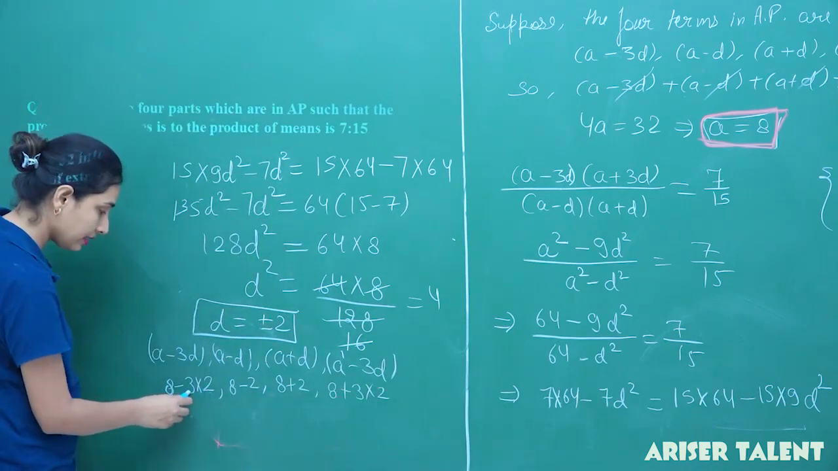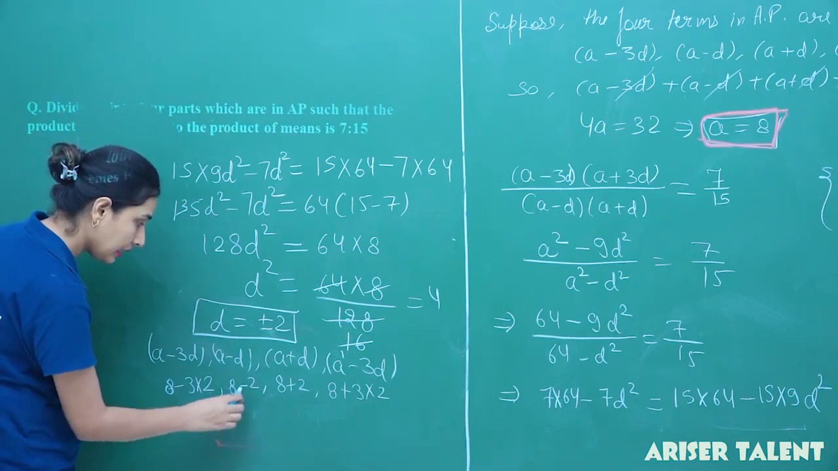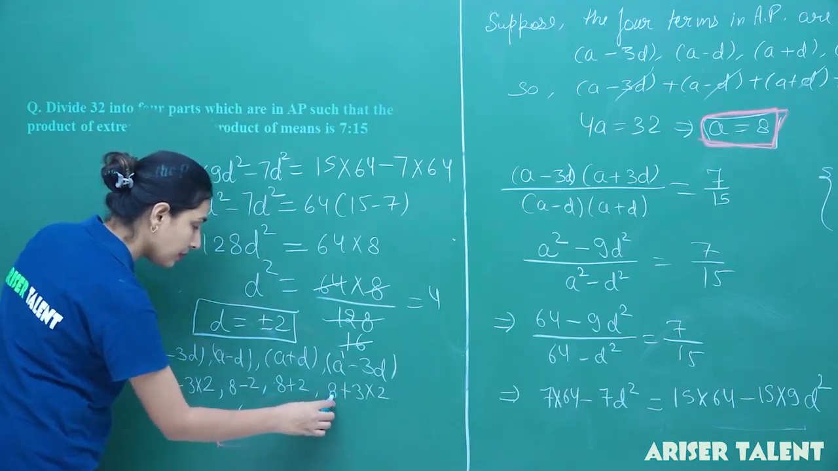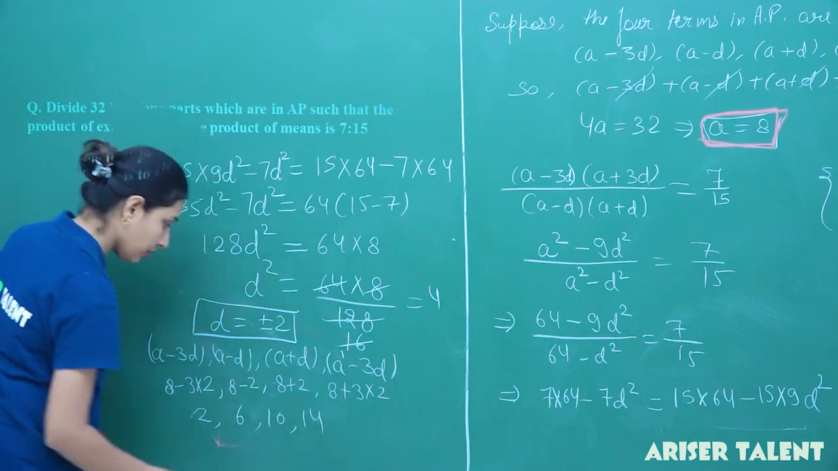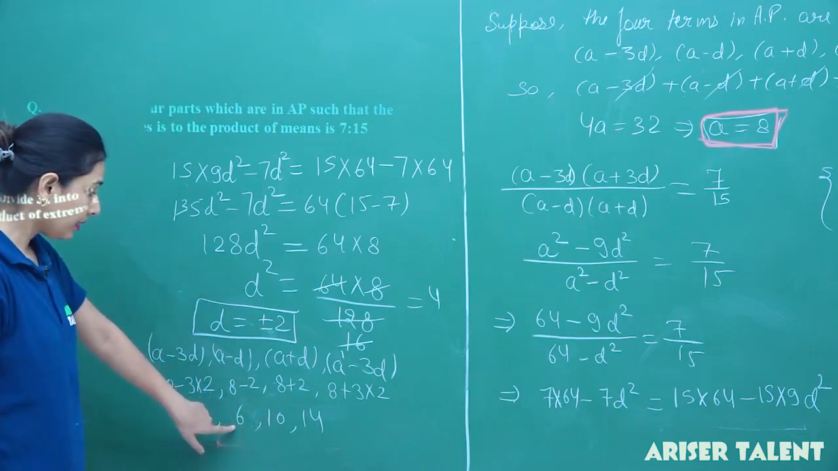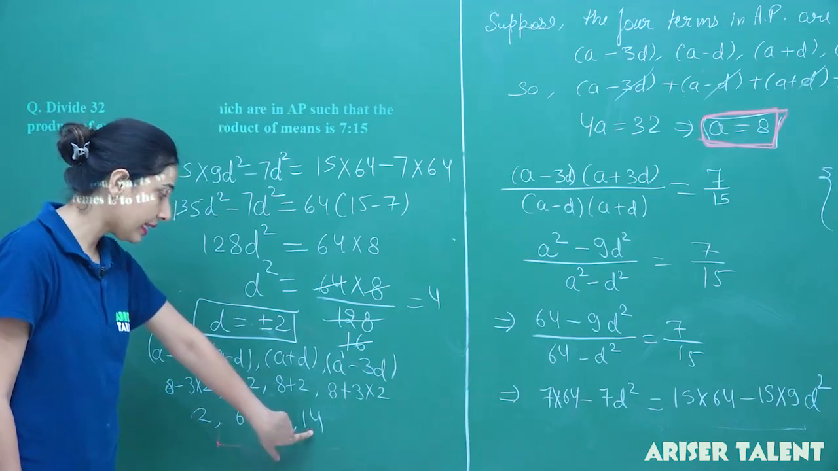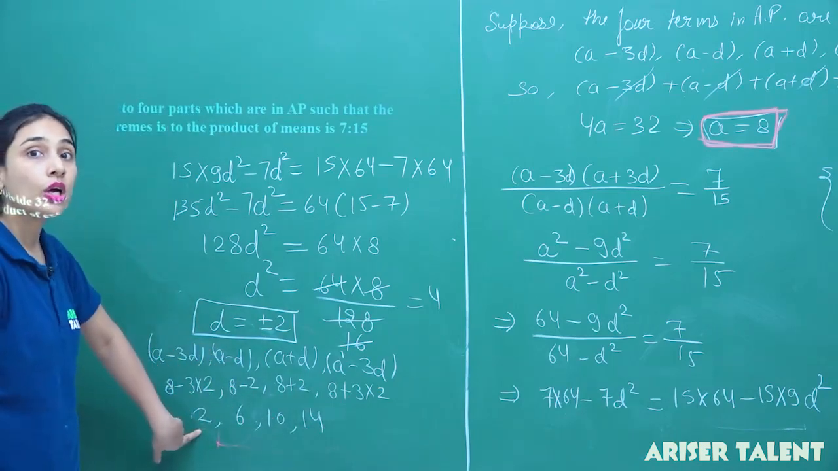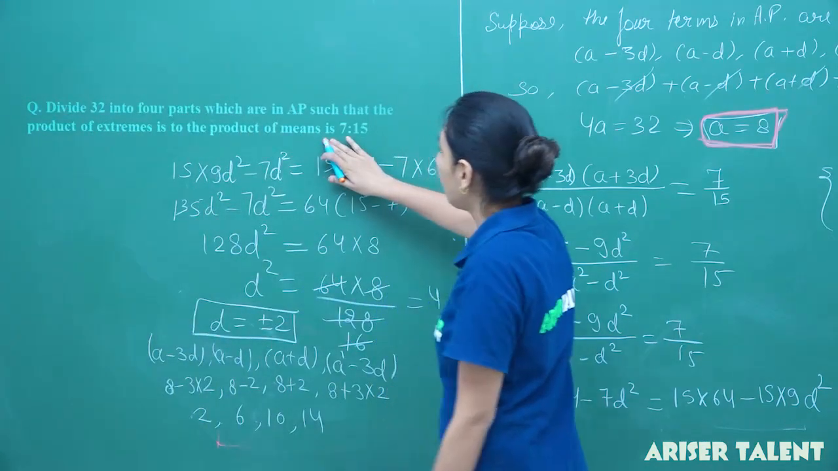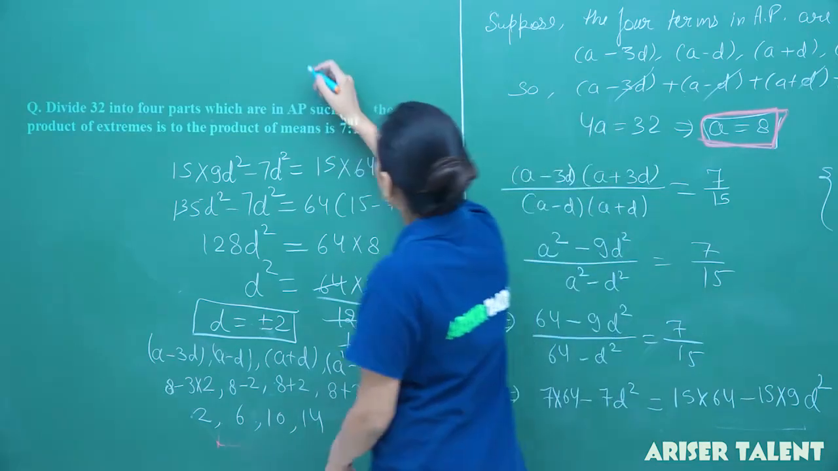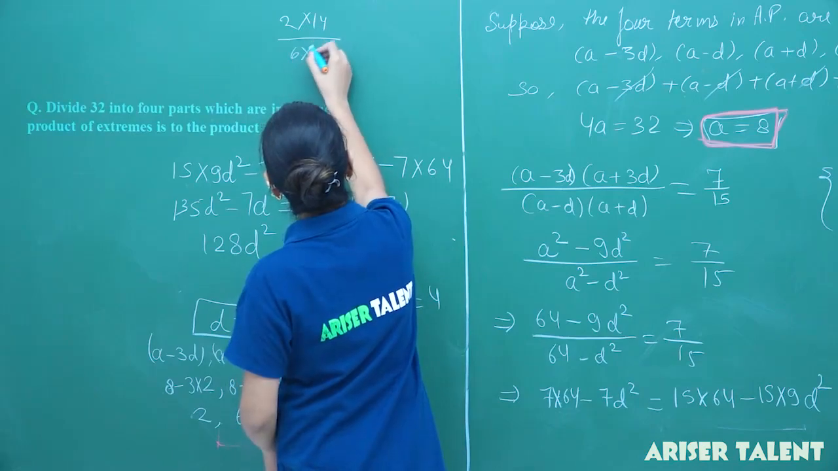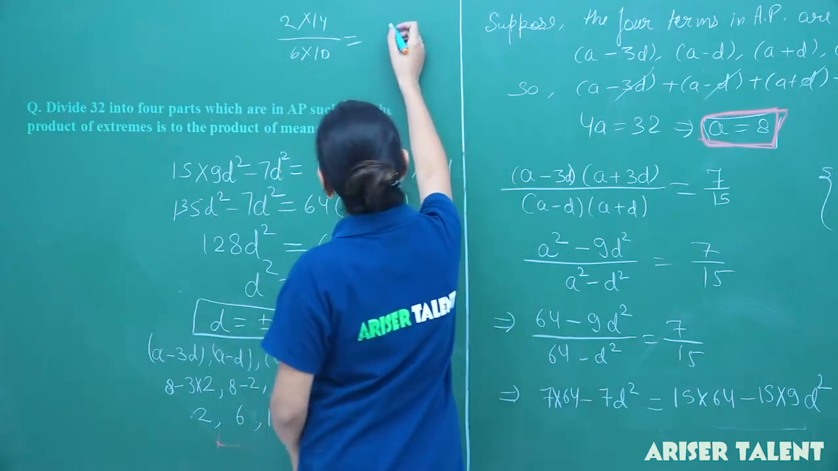What will it give you? 6 minus 8 will give you 2, then this will give you 6, then this will give you 10, and then 6 plus 8 will give you 14. Okay, so here is an AP whose summation is what? 10 plus 6 is 16, plus 4 is 20, plus 10 is 30, plus 2 is 32. So the summation is 32. Now the product of extremes to the product of means. So that will be 2 by 14 by 6 by 10. Okay.